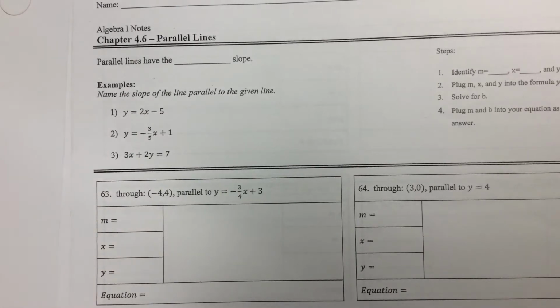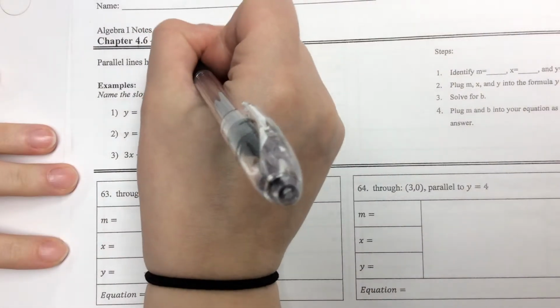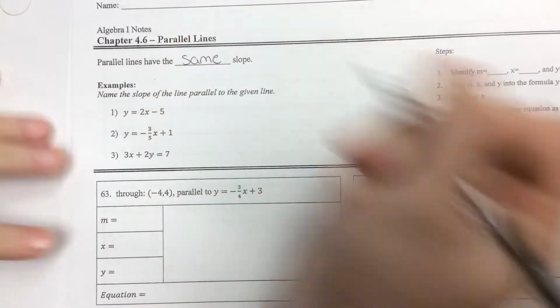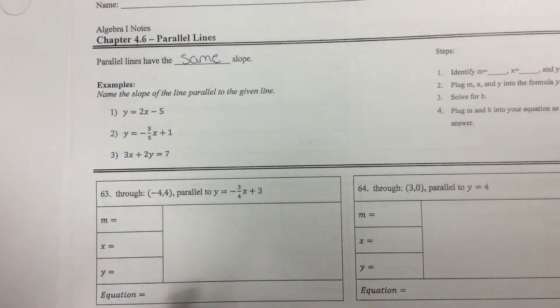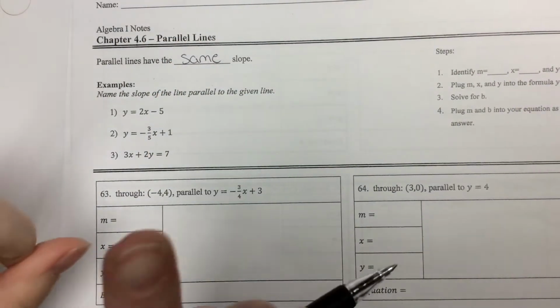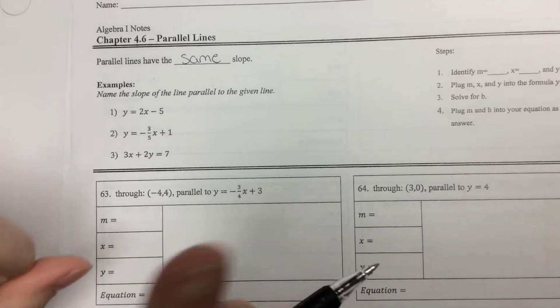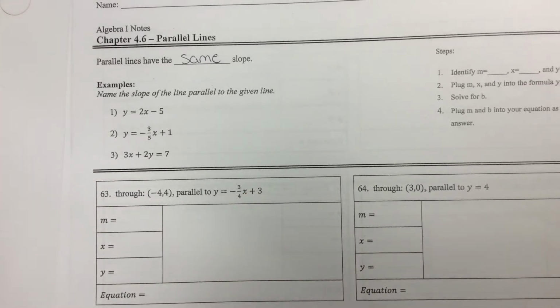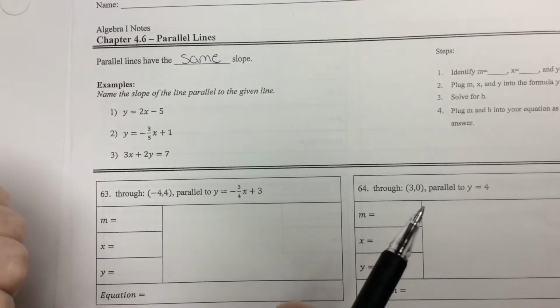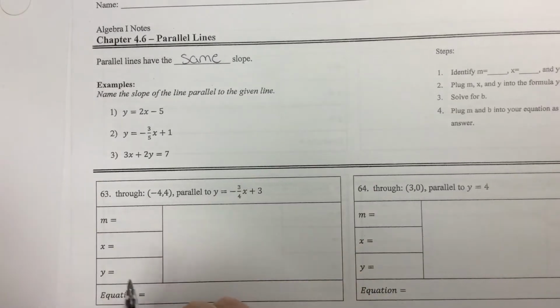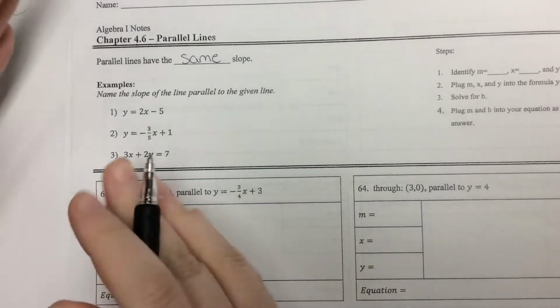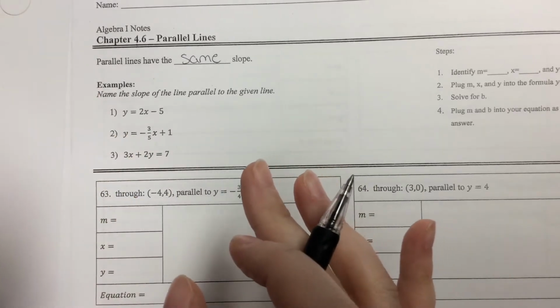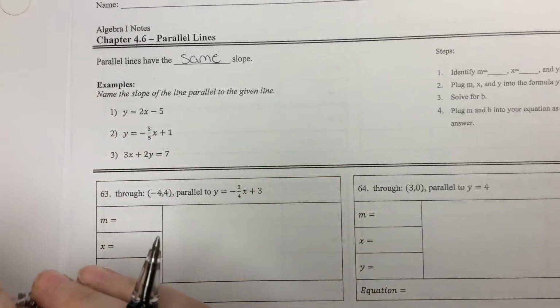They have the exact same slope. All right. So if I give you the equation of two separate lines, in order for you to know if they are parallel, their slope has to be the exact same number. All right? So if it's positive 2 on one of them, the other one's got to be positive 2 also in order for them to be parallel. Okay?